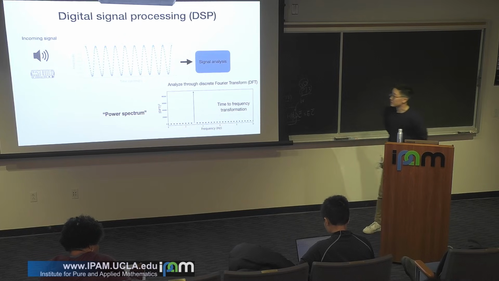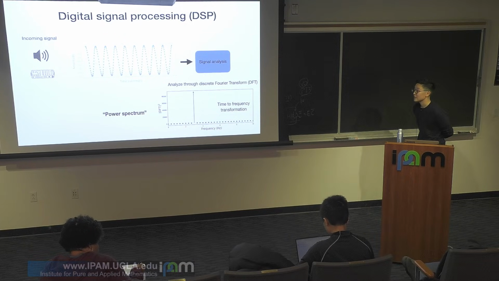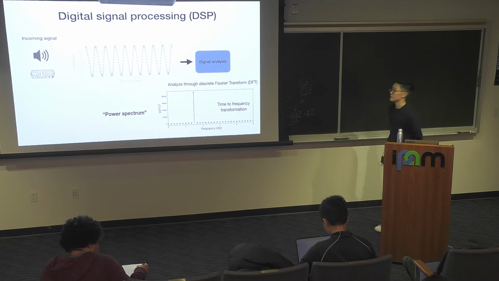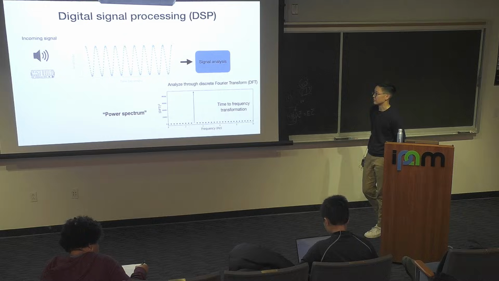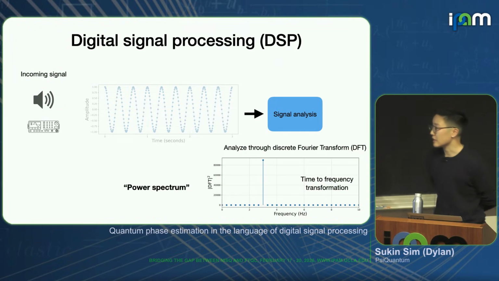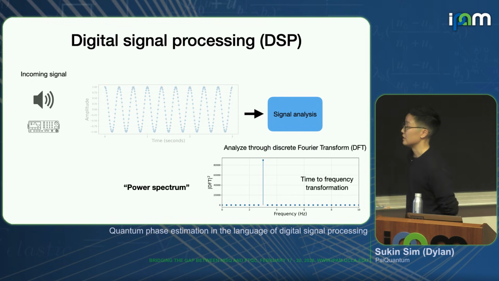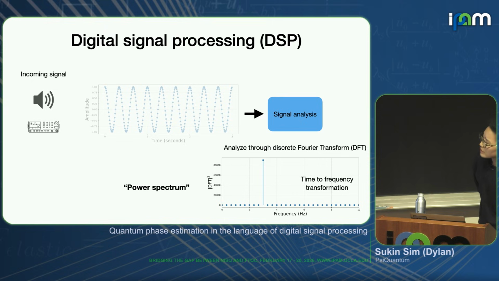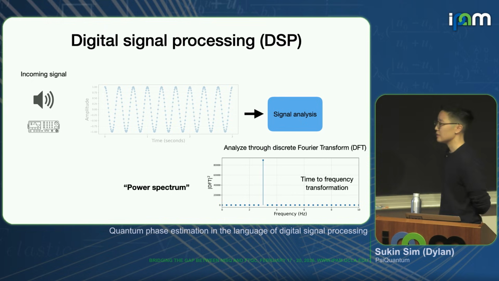And going back, what does this signal analysis mean? Of course, there are many ways to analyze, but for today, we're going to stick with the discrete Fourier transform, or DFT, where we're converting the information from the time domain to frequencies in the frequency domain. And there are many different ways to analyze and plot the outputs of DFT.